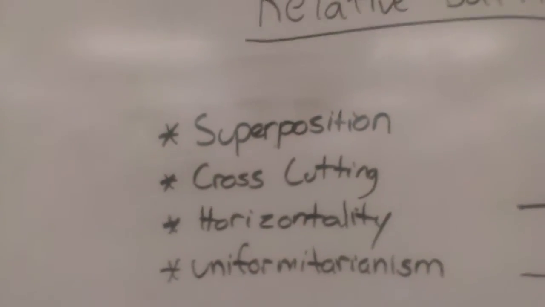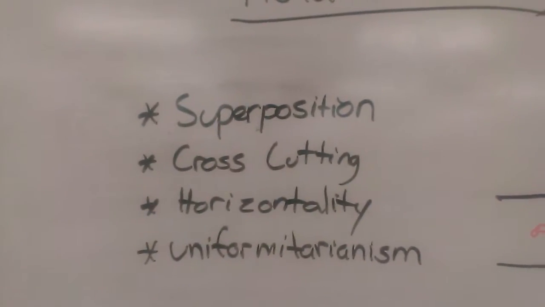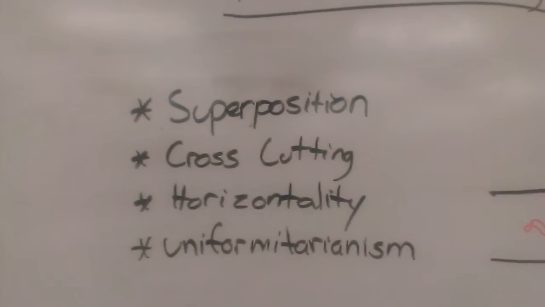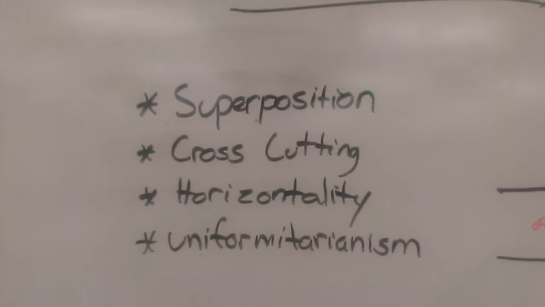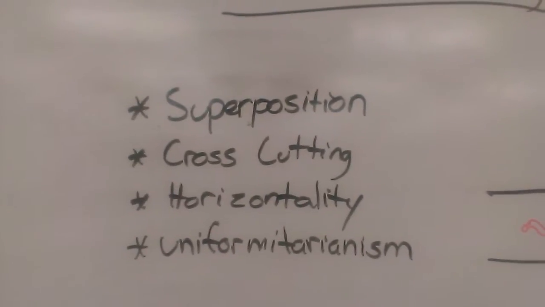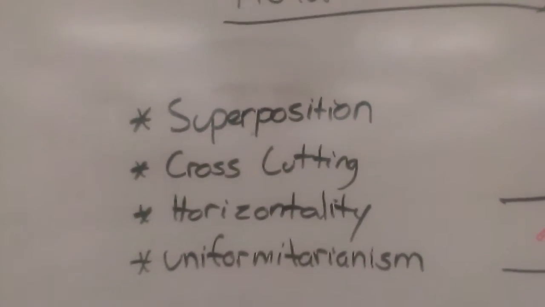So words you want to keep in mind are the principles. You have superposition. Superposition says the youngest should be on the top and the oldest should be on the bottom. That means we're forming things in layers and we're adding on top each year, or over millions of years in the Earth's case. And every layer should get younger as you go up.